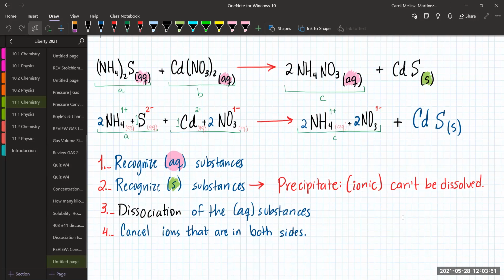Okay? So what are the ions that are the same? For example, this one, ammonium. I have ammonium ion here, and I also have ammonium ion in the product. And as you can see, both of them have 2 as a coefficient. So when this happens, you can cancel it like this. What other ion is repeated? Cadmium. Which one?